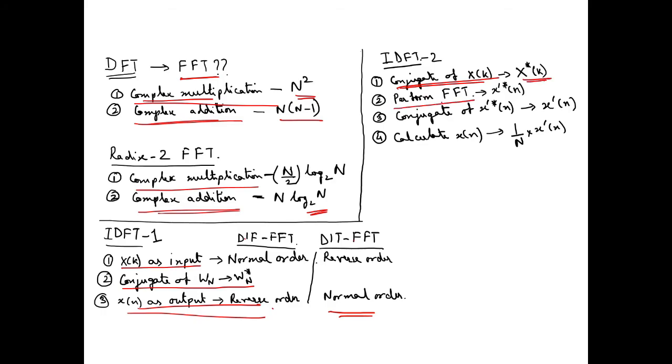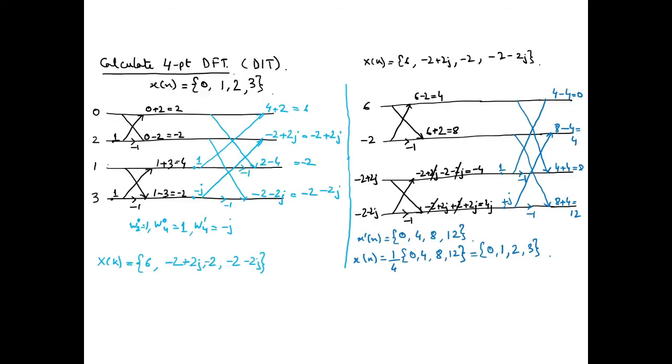Then we perform FFT to get X dash conjugate n. Then we again take the conjugate of x dash n to get x dash n, and then we calculate xn as 1 by n multiplied by x dash n. However, if you see, we have to take conjugates two times. Why spend so much time? So what we can do, we can use this method: take Xk as the input, then take the conjugate of the twiddle factor values, and whatever output you get, you just rearrange it according to whether you are applying the DIF FFT or DIT FFT.